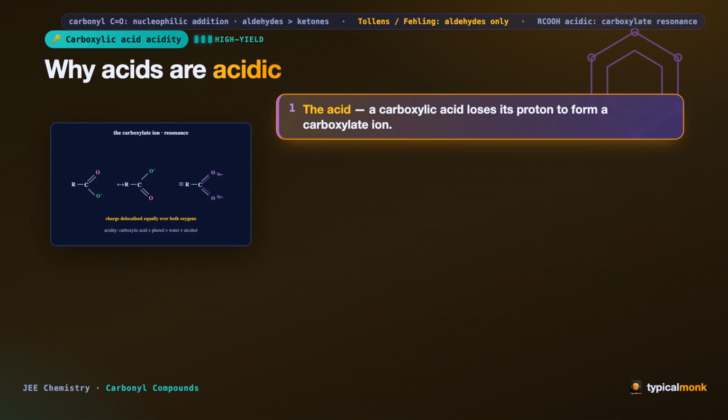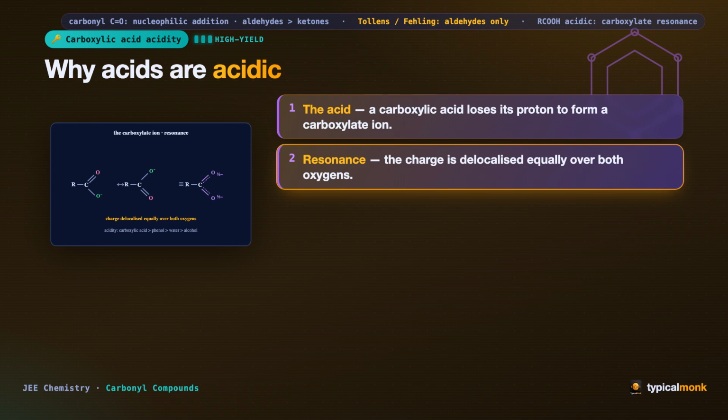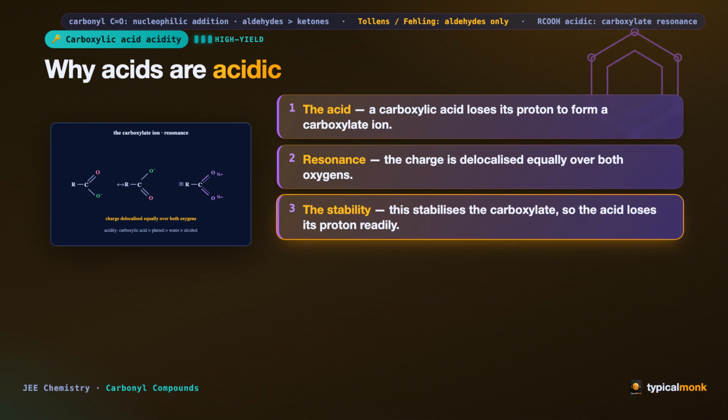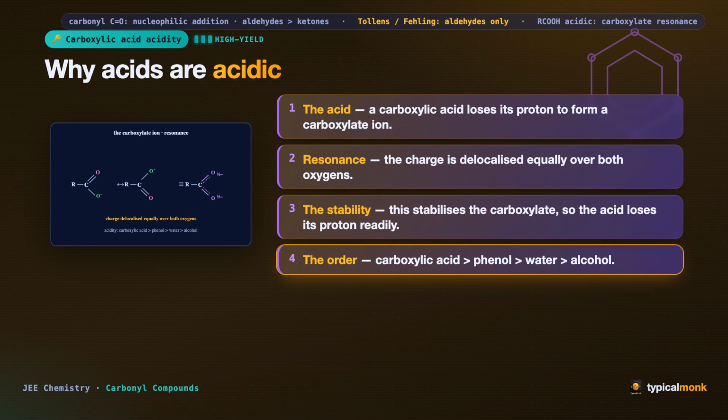Now look at the picture. Why carboxylic acids are acidic. The acid, a carboxylic acid, loses its proton to form a carboxylate ion. And resonance. The negative charge is delocalized equally over both oxygen atoms. The stability. This stabilizes the carboxylate, so the acid loses its proton readily. The order. Carboxylic acid is more acidic than phenol, than water, and than an alcohol.